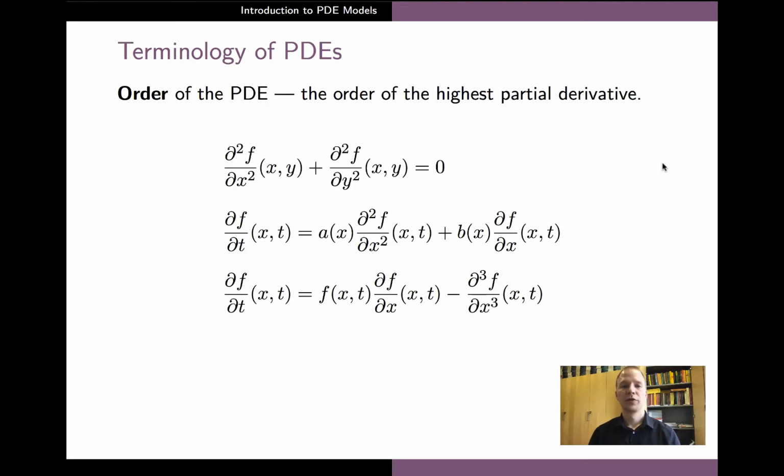And we can now move on to the basic concepts and terminology of PDEs. First, we have the order of the PDE, which simply means the order of the highest partial derivative appearing in the equation. So in the equations written down here, the first equation is of order 2. The second one is also of order 2 because of the first term on the right-hand side. And the third one is of order 3 because of the last term on the right-hand side.